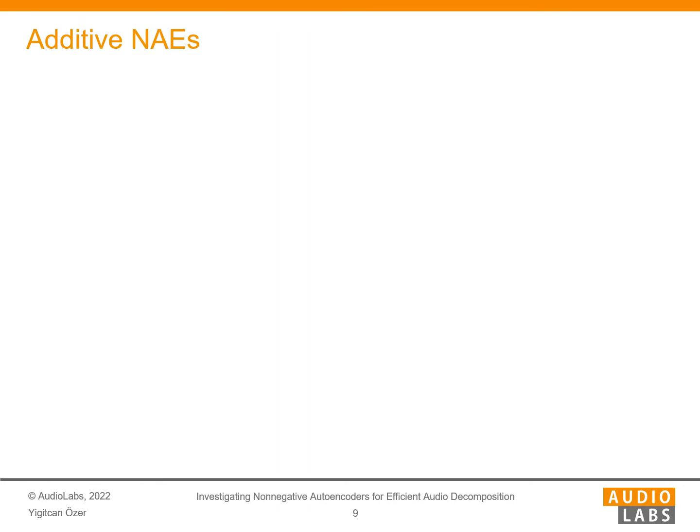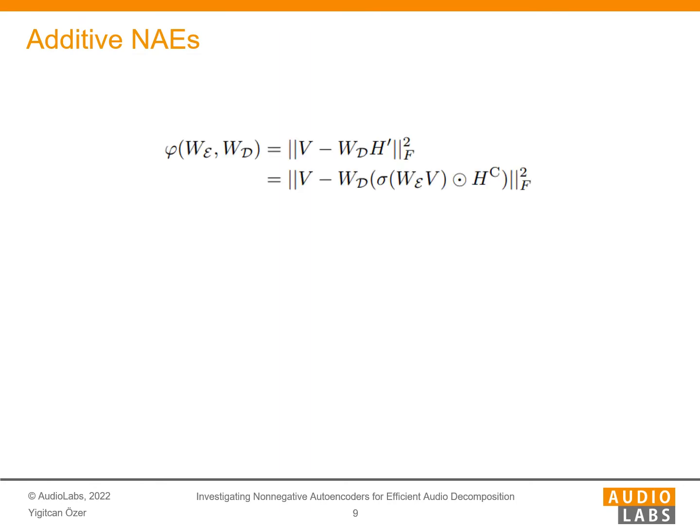To train our models, we use the Frobenius norm as the loss function. Similar to the NMF case, one can train non-negative autoencoders using alternating least squares optimization. This defines the optimization procedure where the decoder matrix WD is updated with the fixed encoder matrix WE, and then WE is updated with the fixed WD, and so on.